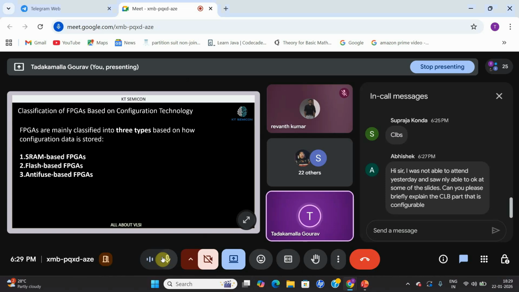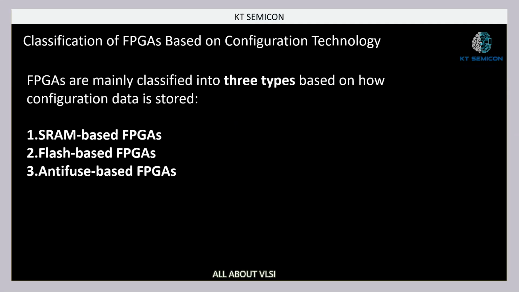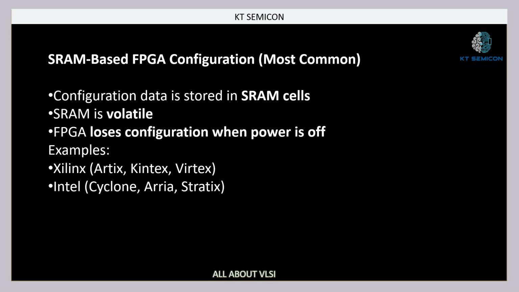In this session, we are going to discuss FPGAs based on the configuration technology, right? Basically, FPGAs are divided into three types. One is SRAM based FPGAs, another is flash based FPGAs, followed by anti-fuse based FPGAs, right? So let us try to understand what these categories mean. The very first one is SRAM based FPGAs, right? In the case of SRAM based FPGAs, the configuration data will be stored in the SRAM cells. Now, what do you mean by configuration data?